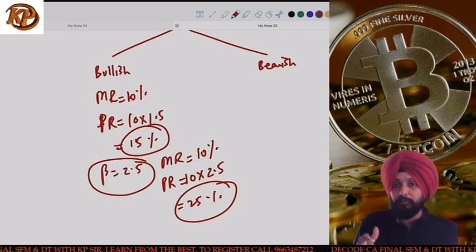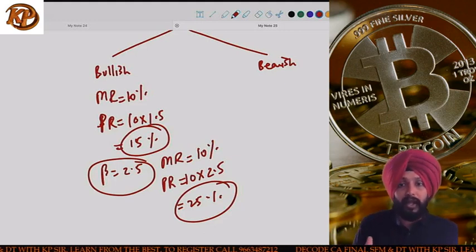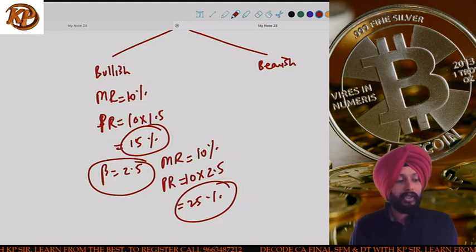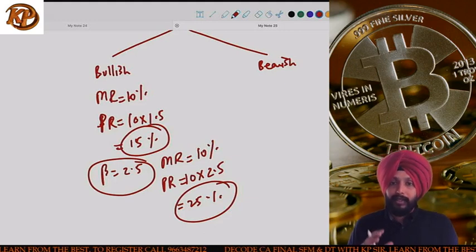So this 2.5 basically in exam will be provided. You don't have to take hypothetical numbers. They will give you how much the target beta is, and accordingly you will get the answer.